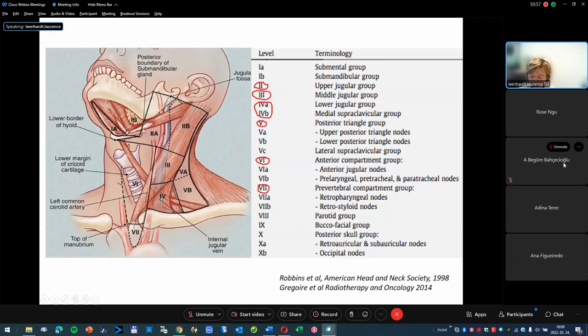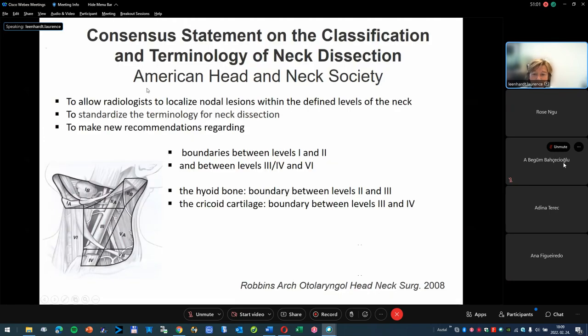And you see in the next slide that in the first consensus, in the second one from Robbins, this consensus allows radiologists to localize nodal lesion within the defined level of the neck. And the consensus tried to standardize the terminology of neck dissection and make new recommendations regarding the boundaries between level 1 and 2 and between level 3, 4, and 6. And we will see these two boundaries in the next two slides. The hyoid bone is a boundary between level 2 and 3. And the cricoid cartilage is a boundary between levels 3 and 4.